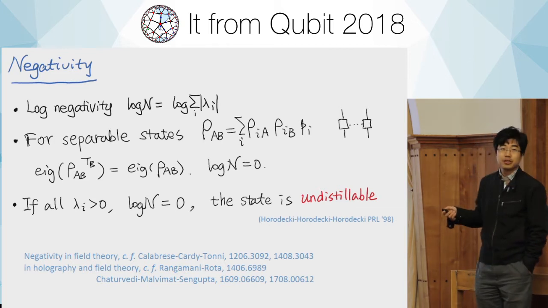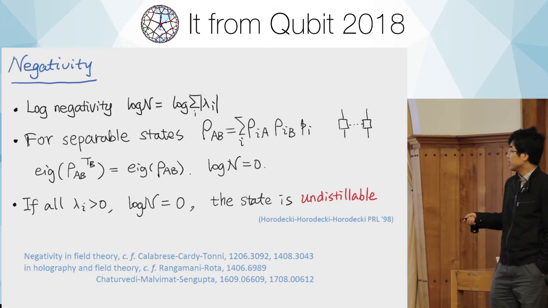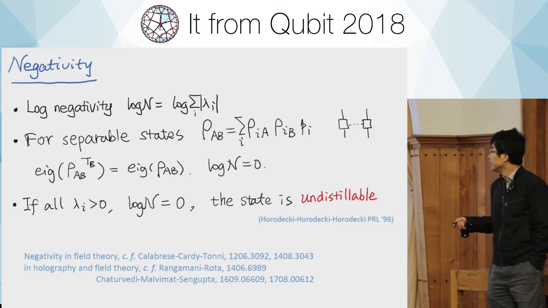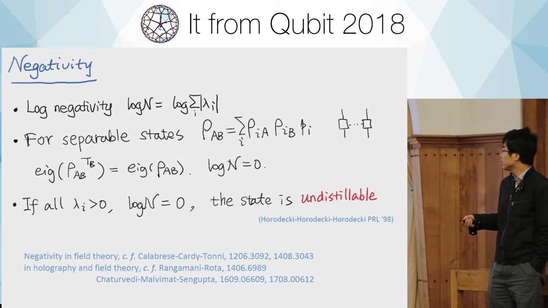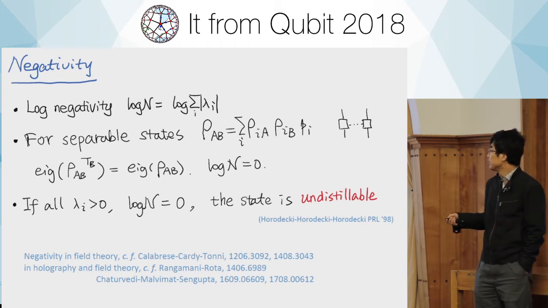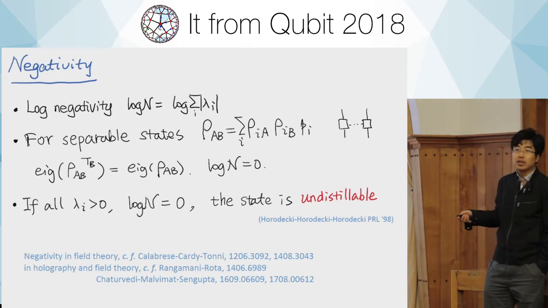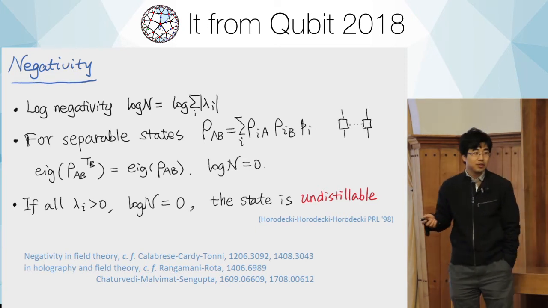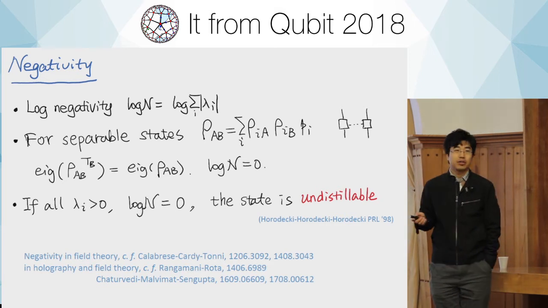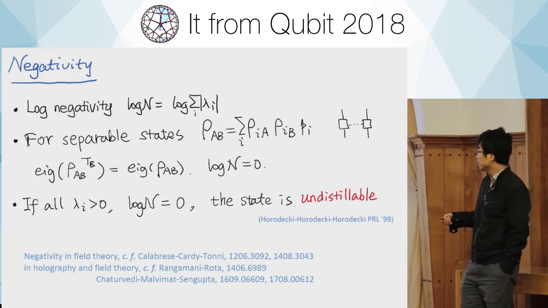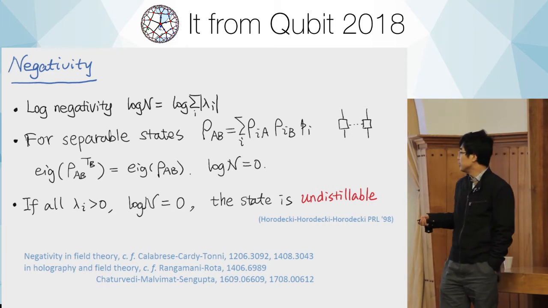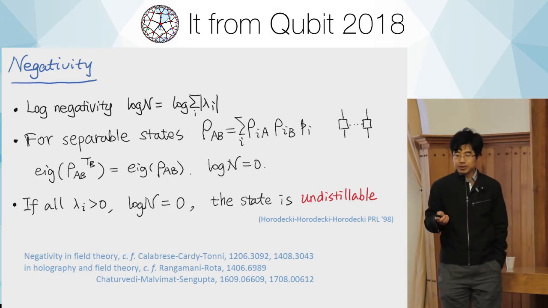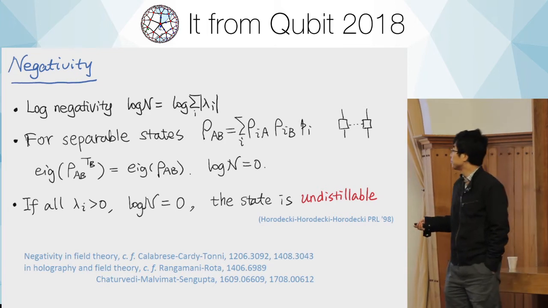And why is it interesting? There have been a lot of studies of negativity in field theory and in holography. For example, I'm listing some examples of works, including Calabrese, Cardy, and Tonni, and also a work of Mukund and Lota in 2014, where they talk about both the holography case and the field theory case, and there are some more recent works from Sengupta and collaborators. I'm going to mention some of the works later.